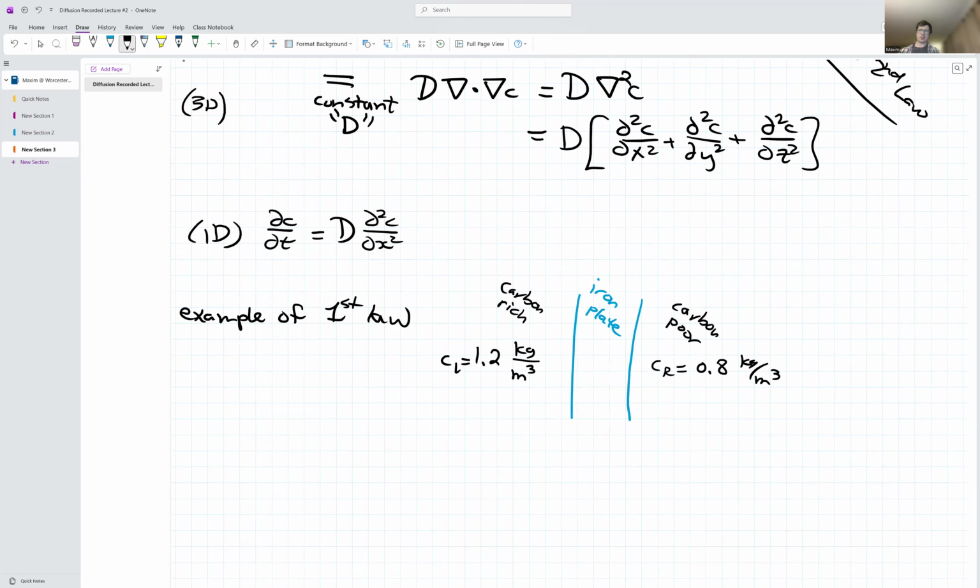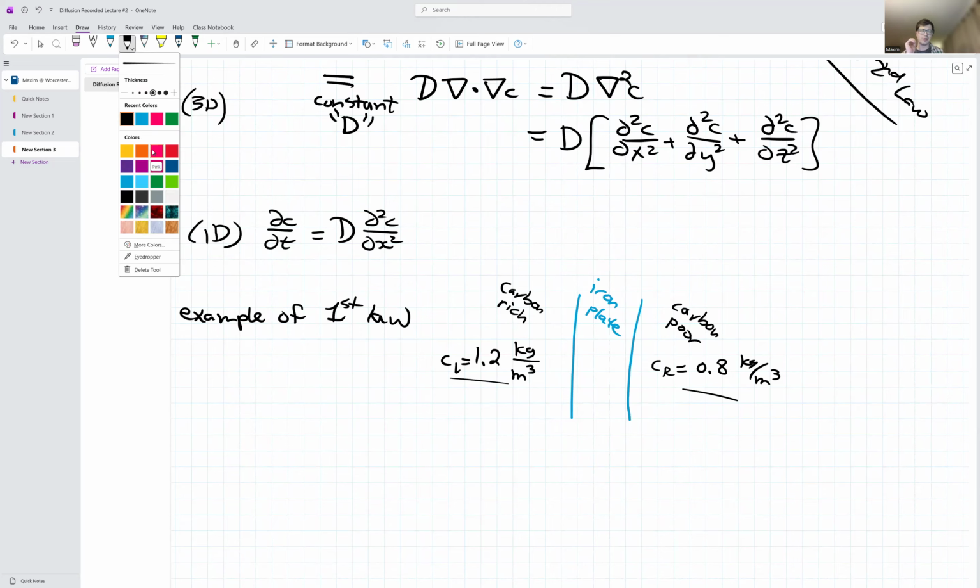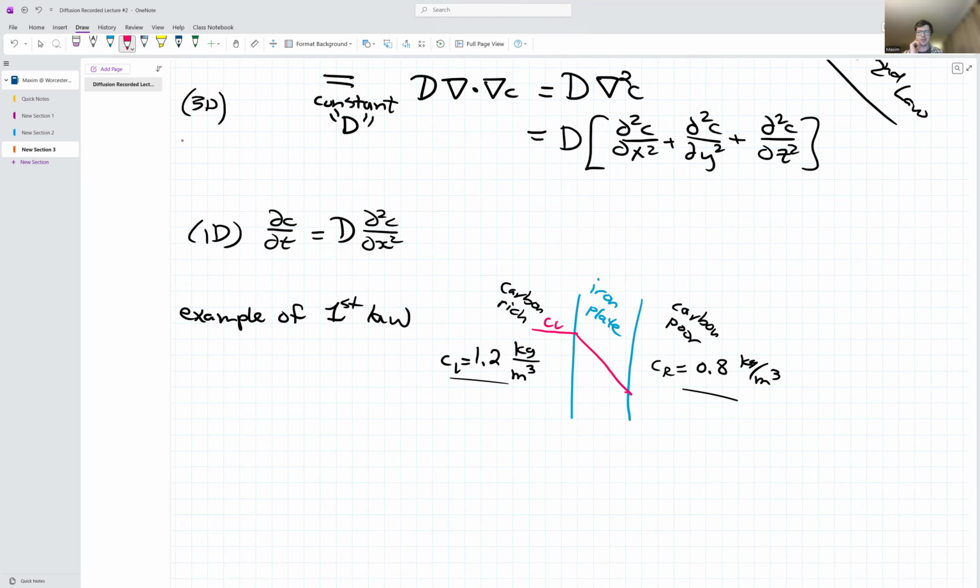In which case, if you wait a while and you have these concentrations be fixed, then what happens is that you set up a steady state flux of carbon going between the two environments. You have a high concentration here, that's C on the left. It'll decay and go to the lower concentration on the right. And in the middle, it'll be a linear function.